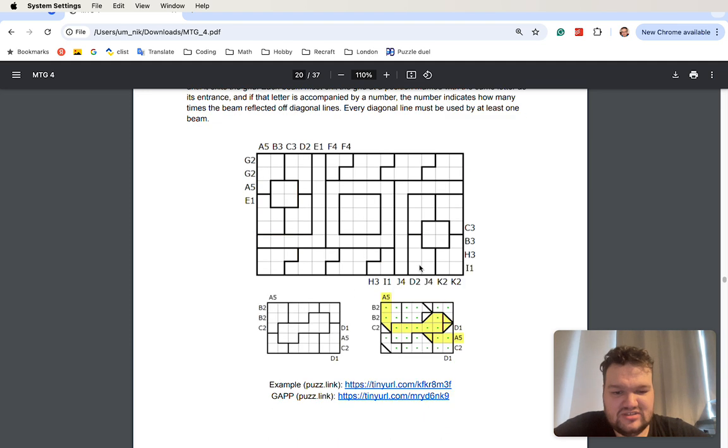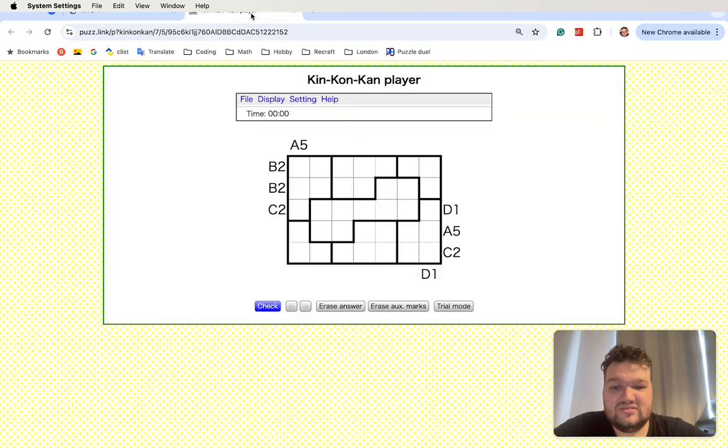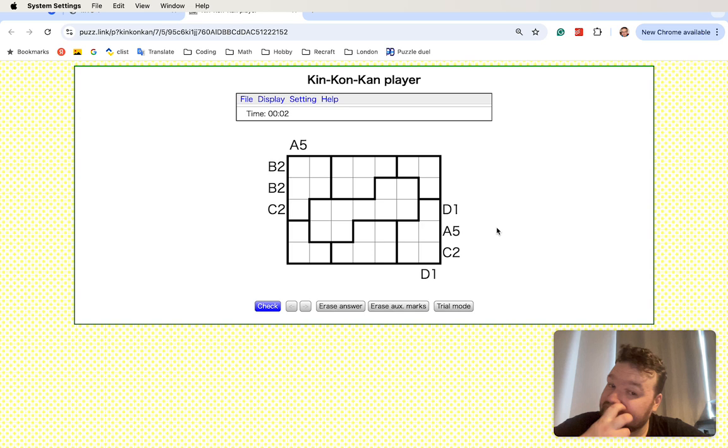So for example, here we are showing a beam corresponding to letter A. It goes down, then reflects 1, 2, 3, 4, 5 times and exits at another A, and it is 5. Let's look at the example ourselves. So we are placing some diagonals. Each region must have exactly one diagonal.